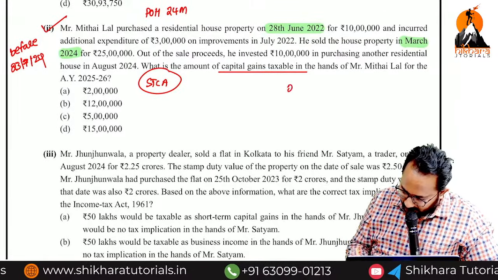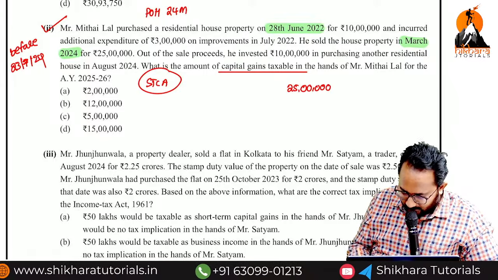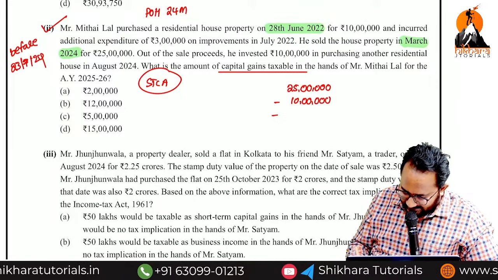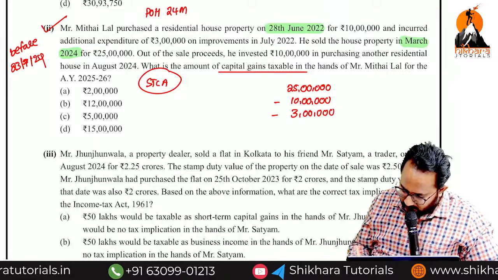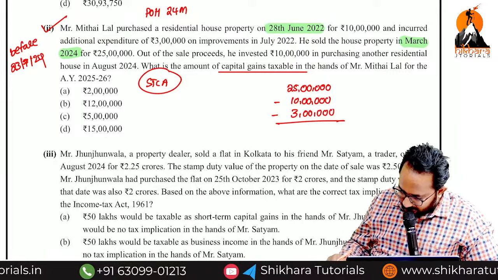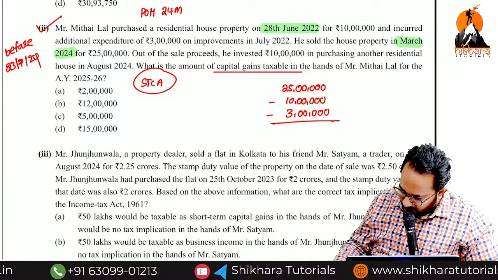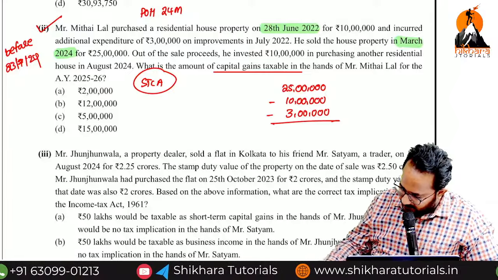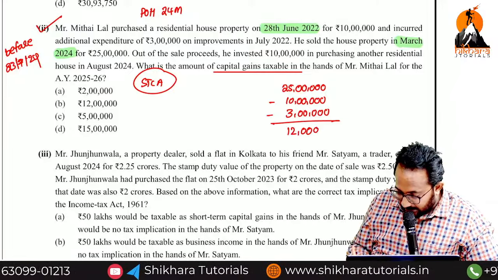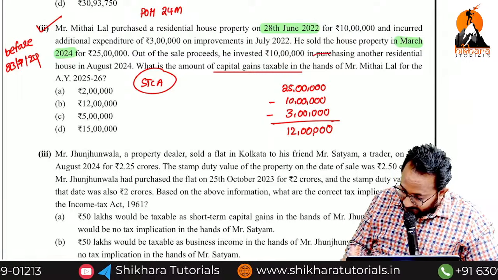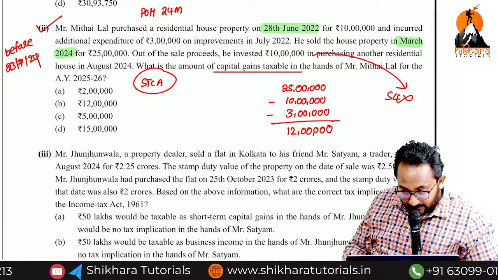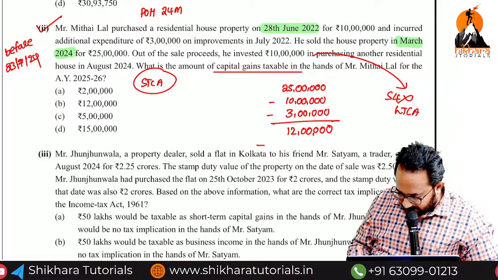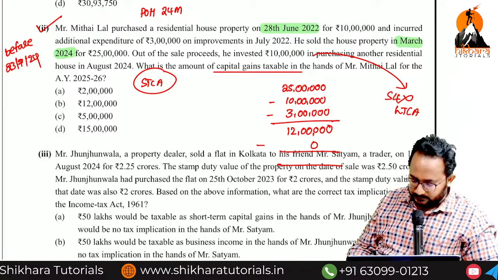Sale value 25 lakh. Sale value 25 lakh minus purchase 10 lakh, improvements related 3 lakh. How much? 25 minus 10 minus 3, 12 lakh. And can I take the 54 exemption? No, 54 exemption is available only in case of a long term capital asset being sold. So that's why there is no exemption. Yes, this is the only answer.